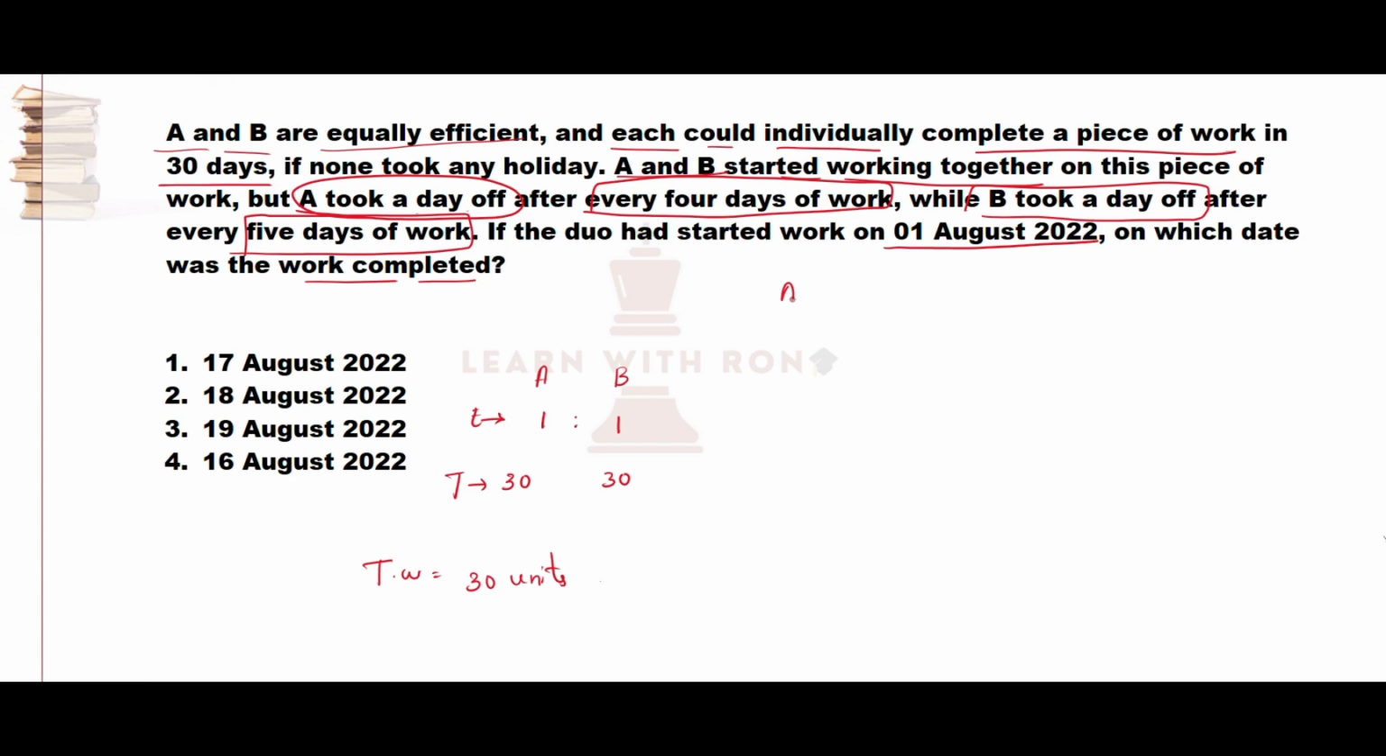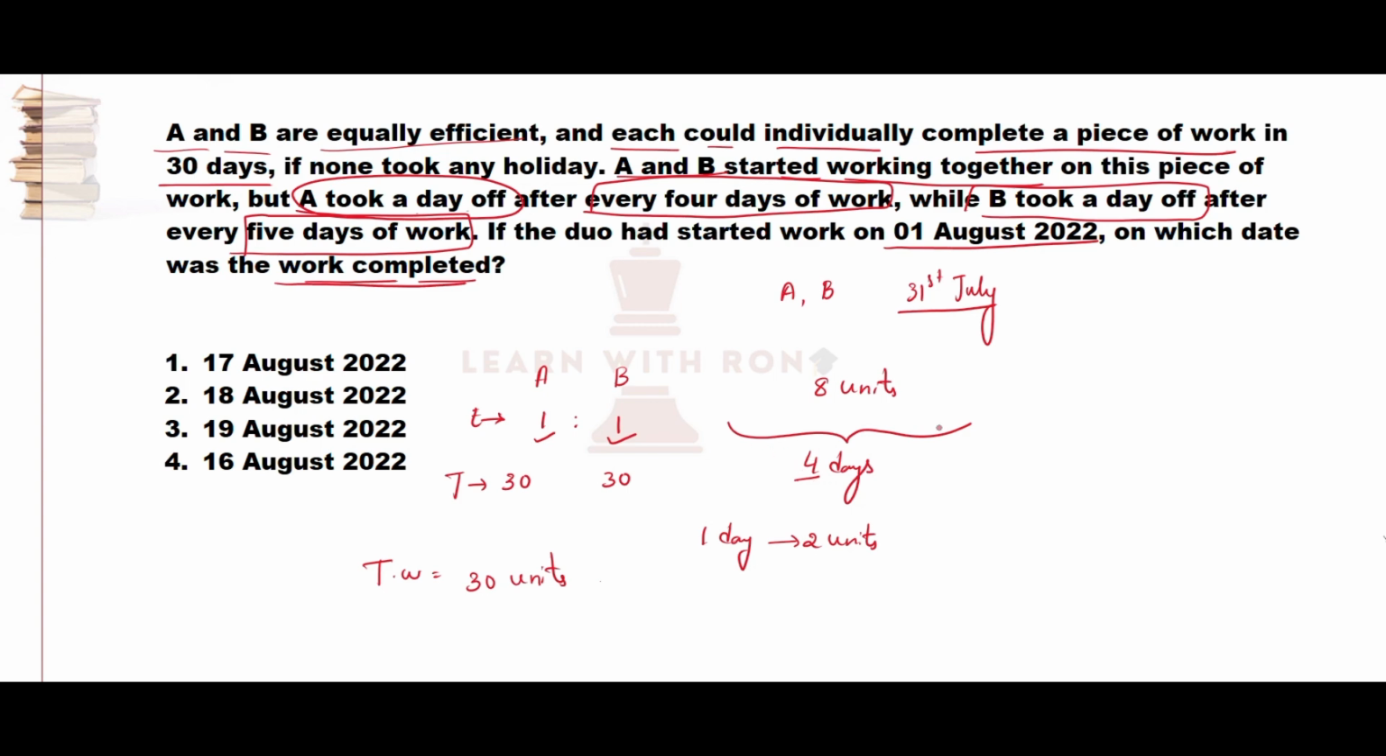See, for example, A is me and B is my friend. So on 31st of July, we agreed to complete this work. So on 31st of July, we sat down and started calculating how many days it would take to complete this work. See, on first 4 days, we both will work, right? So first 4 days. See, 1 day of my efficiency is 1 unit, my friend efficiency is 1 unit. So if we work together on 1 day, we both together can complete 2 units. So on 4 days means 4 times 2. So in 4 days we can complete 8 units.